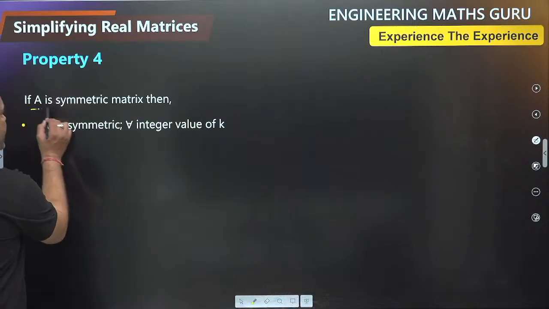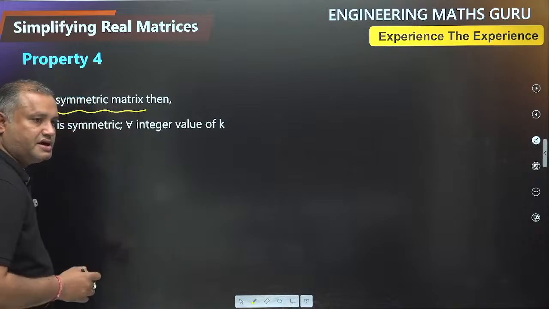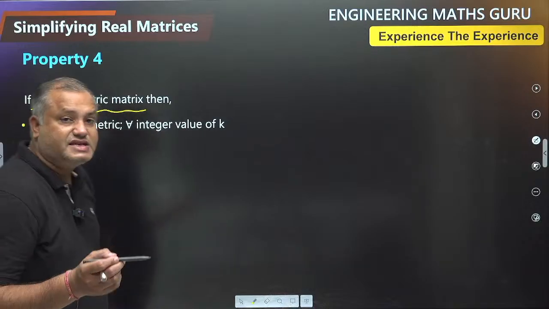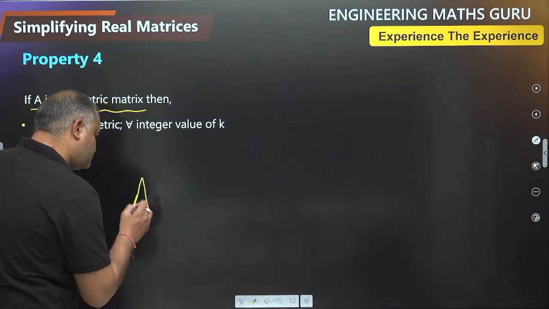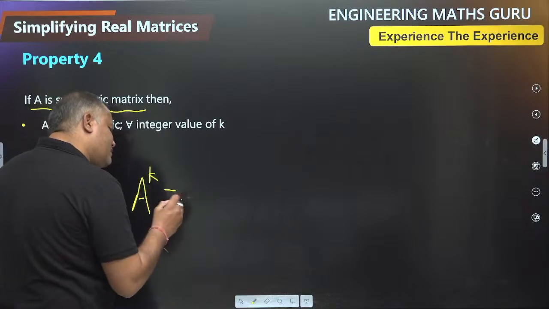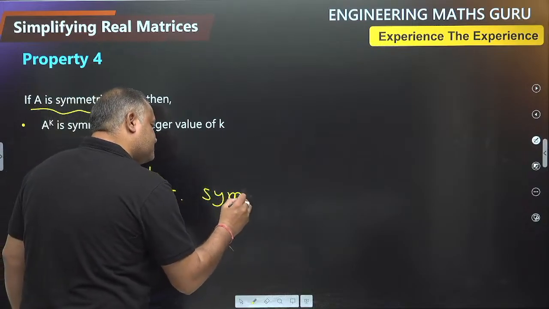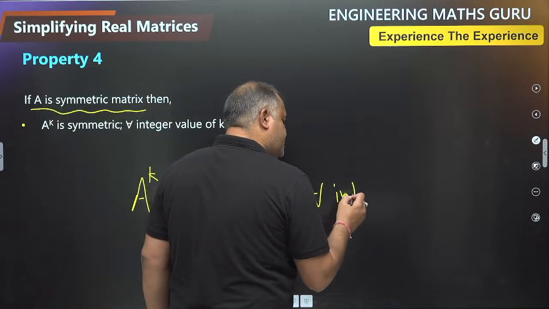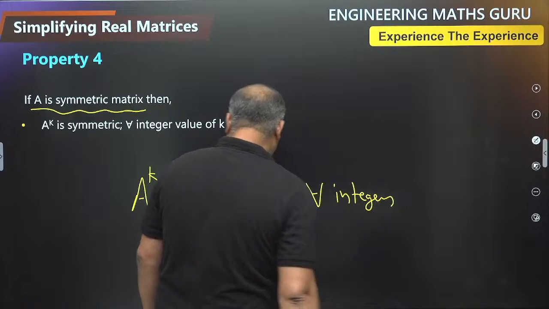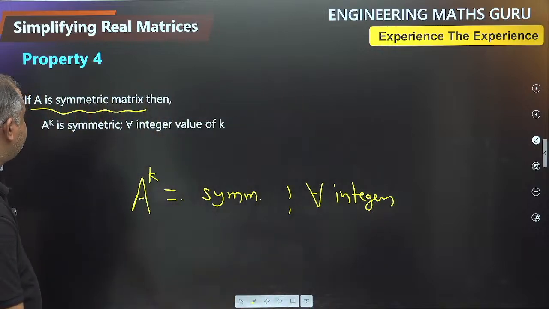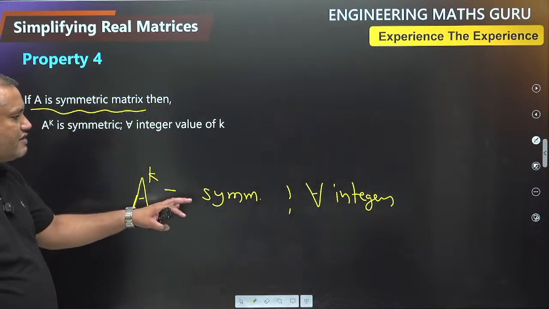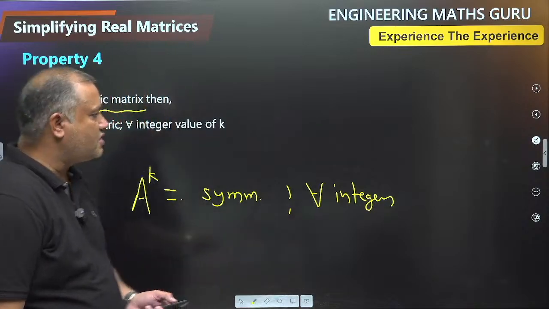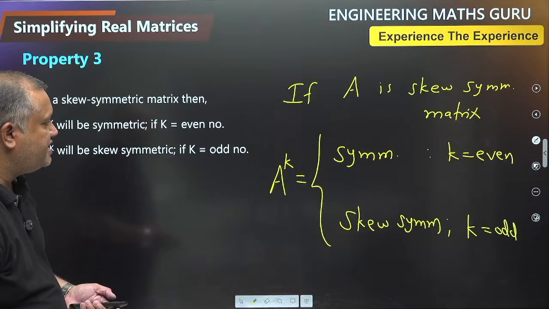If originally A is a symmetric matrix, then A raised to K will always be symmetric for all integer values of K, for all positive integers we can say. Yes. So A raised to K will always be symmetric for all integers. All right. So 2 points we made here.